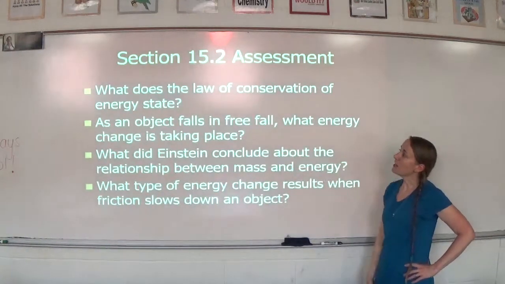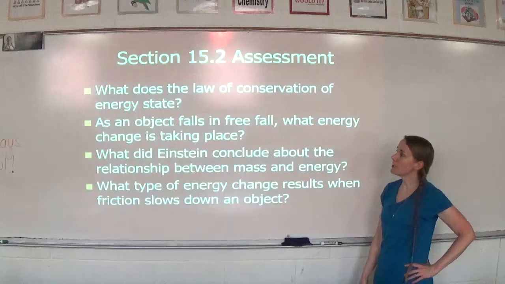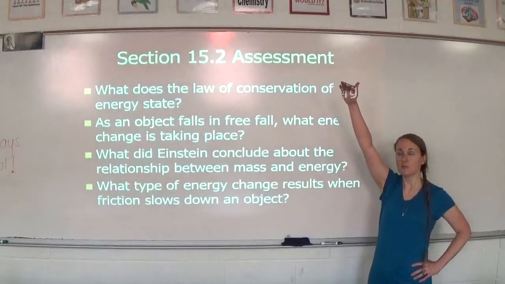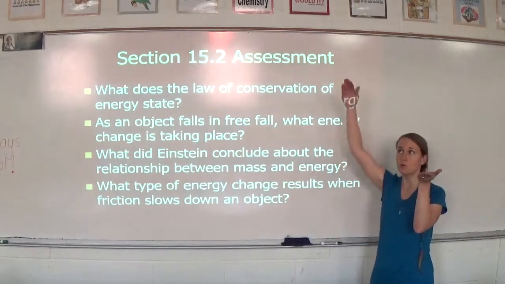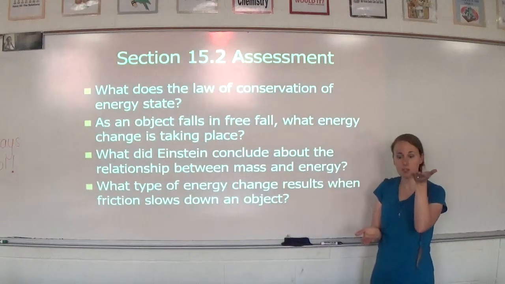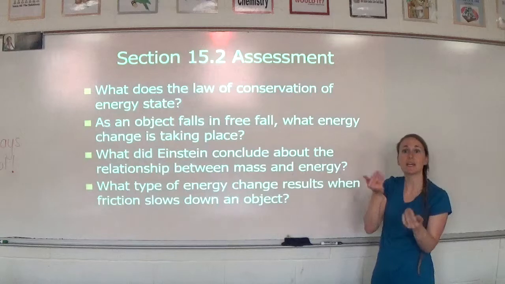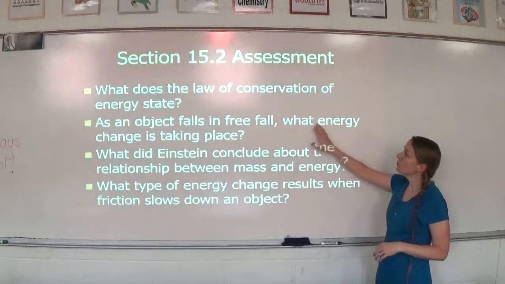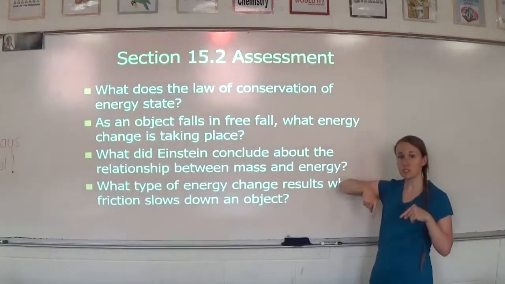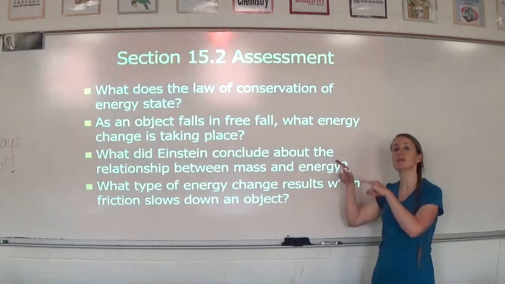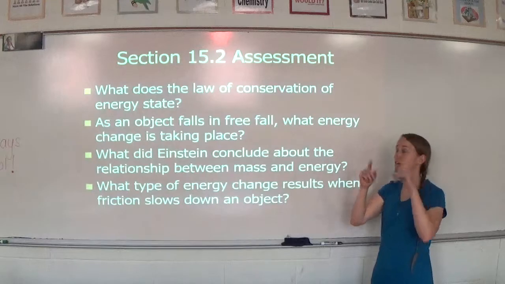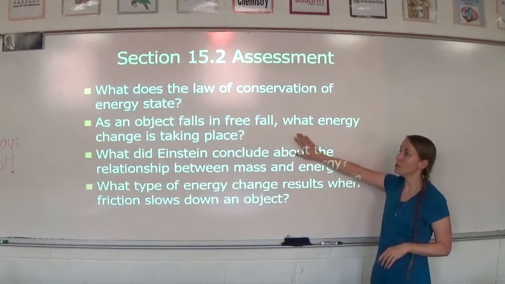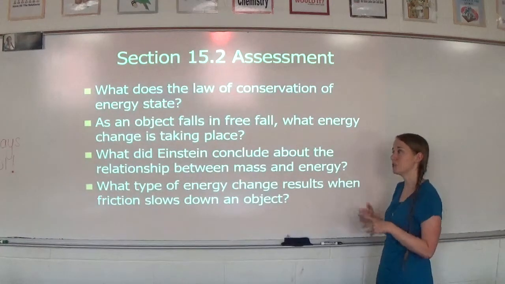Number 2. As an object falls in free fall, what energy change is taking place? Remember, when it's super high up, it has lots of potential energy and no kinetic energy. Once it starts falling, that potential energy goes down, but because it's speeding up, the kinetic energy goes up. So potential energy is turning into kinetic energy, because as the height decreases, the speed increases.